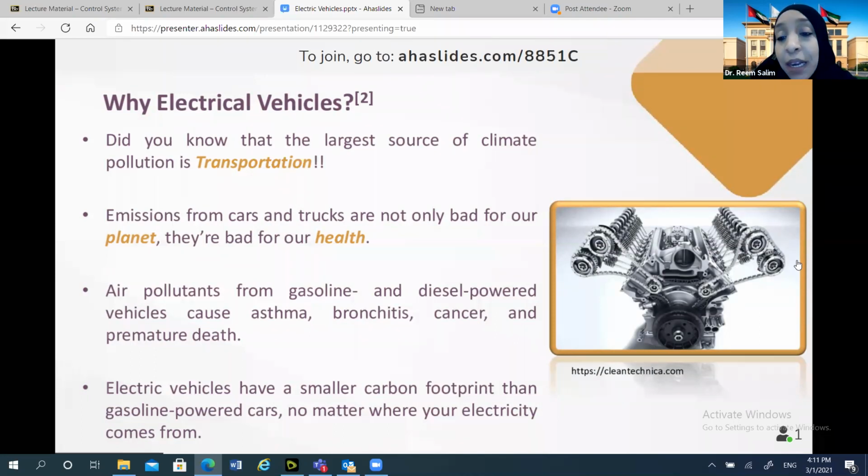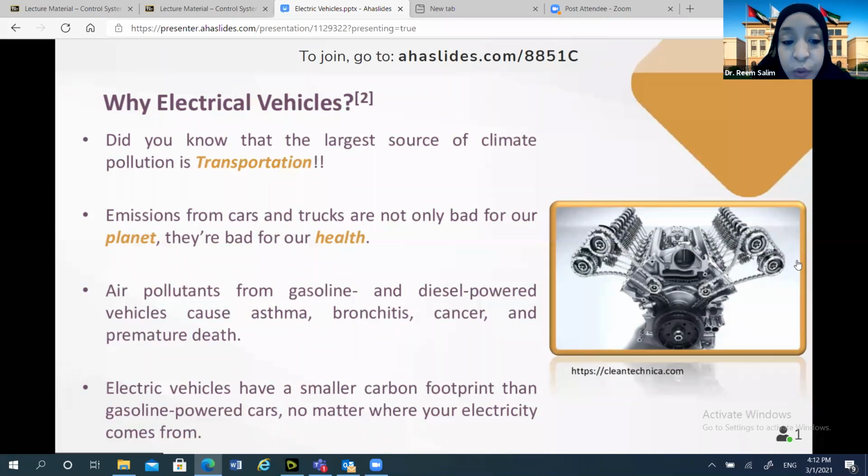And by limiting the number of fossil fuel cars that we have and introducing more electrical vehicles, we can actually limit those negative effects.